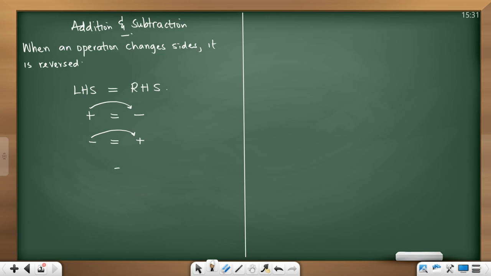Same thing, if it moves from the right-hand side to the left-hand side, if it's a positive here and it's moving over here, it becomes a negative. And if it's a negative here and it's moving over here, then it becomes a positive. So this is what we are going to do today. Changing positives to negatives, changing negatives to positives when it crosses. I'll show you very basic examples and I'll give you 10 questions to do. And then we move on to the next one, which is going to be a build-up from this one.